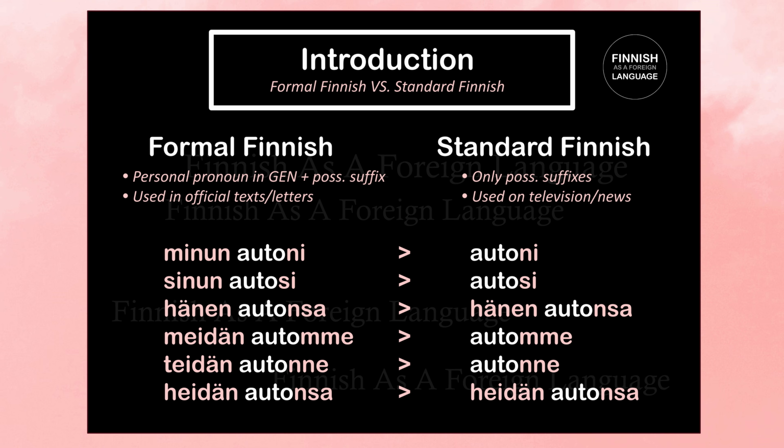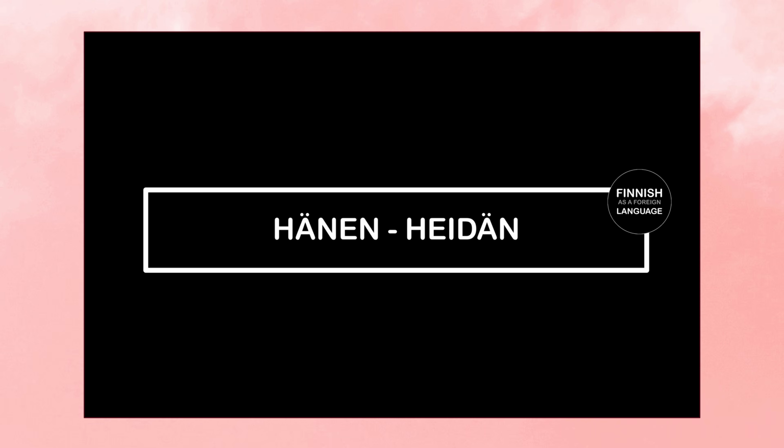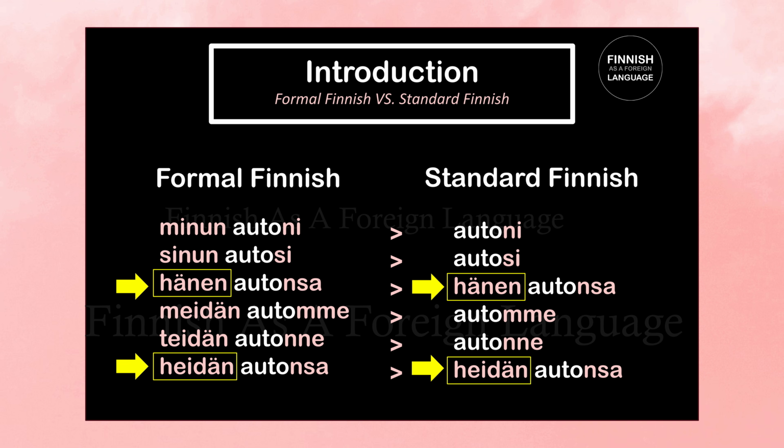And heidän autonsa, their car, stays the same. Now, let's take again a look at the third person singular and plural forms. As mentioned before, hänen autonsa and heidän autonsa do remain the same in both formal and standard Finnish.